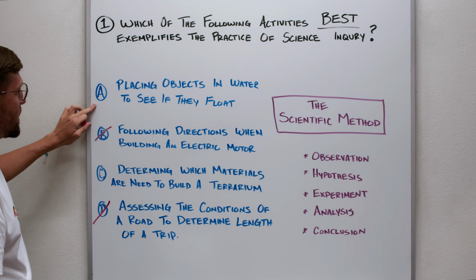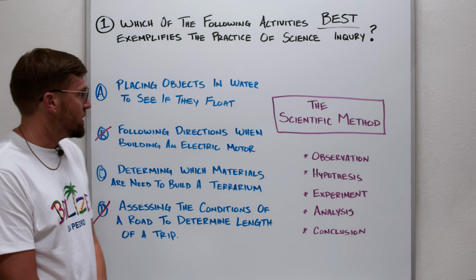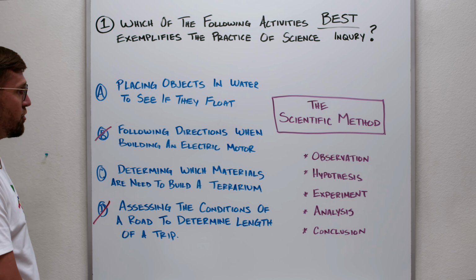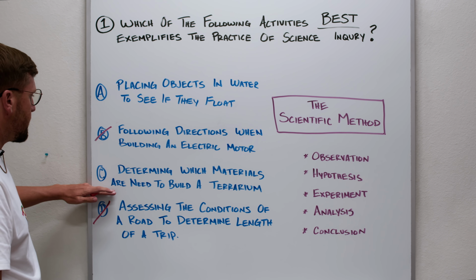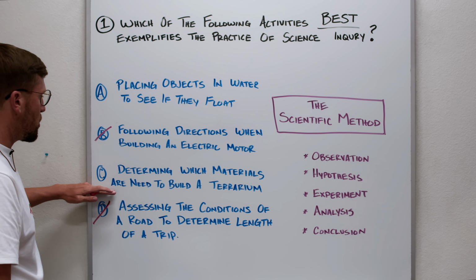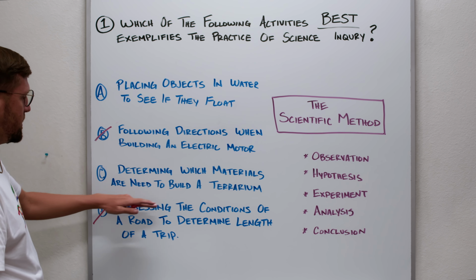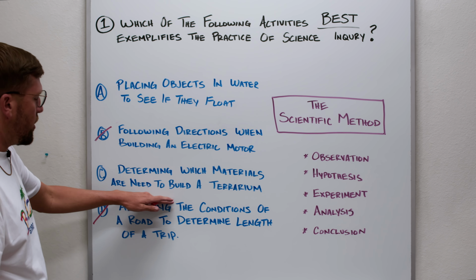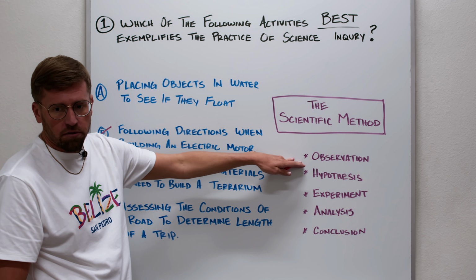A, placing objects in water to see if they float. That definitely sounds like it could be a reasonable answer. You could make observations, then you could make hypotheses from there. Let's look at C, determine which materials are needed to build a terrarium. You might look up some information about material science, but at no point are you going to start off with an observation, which is the first step needed for the scientific method.